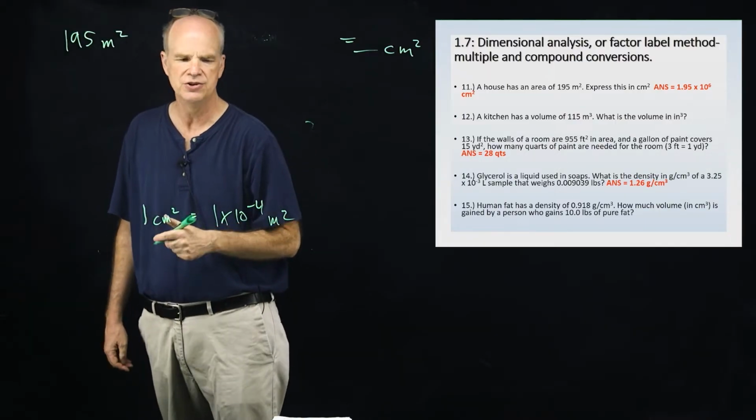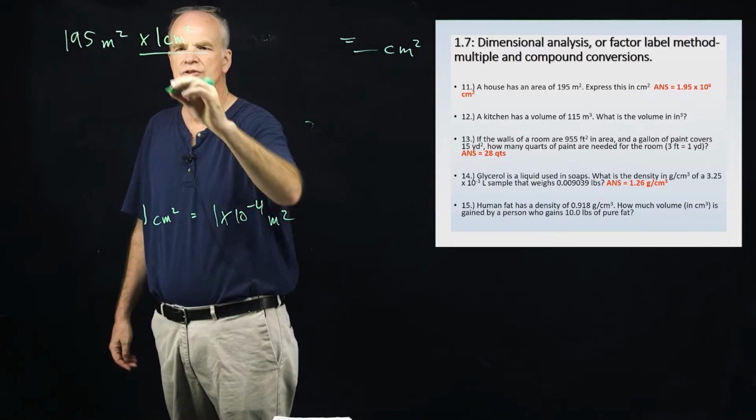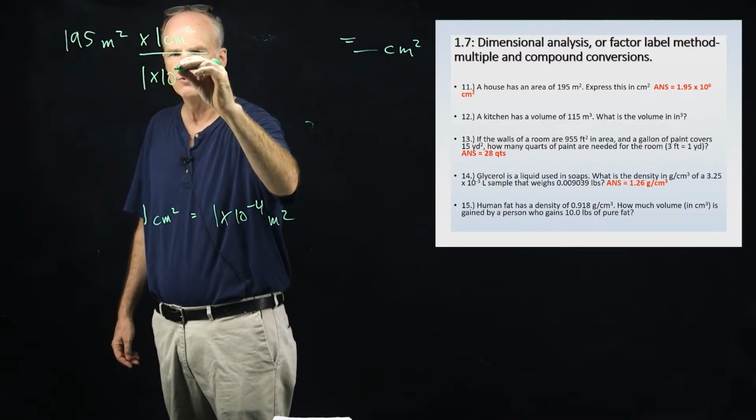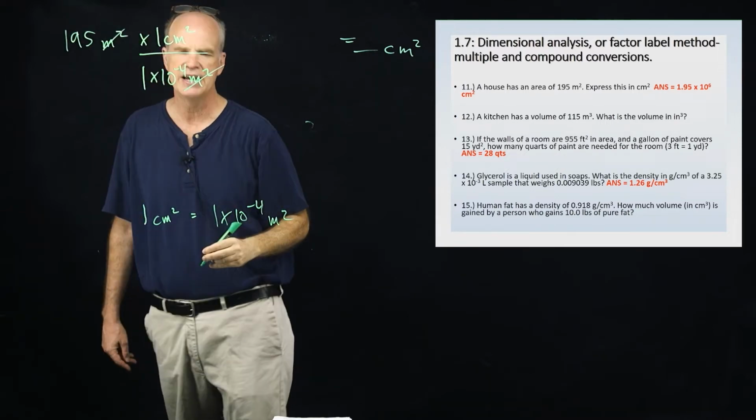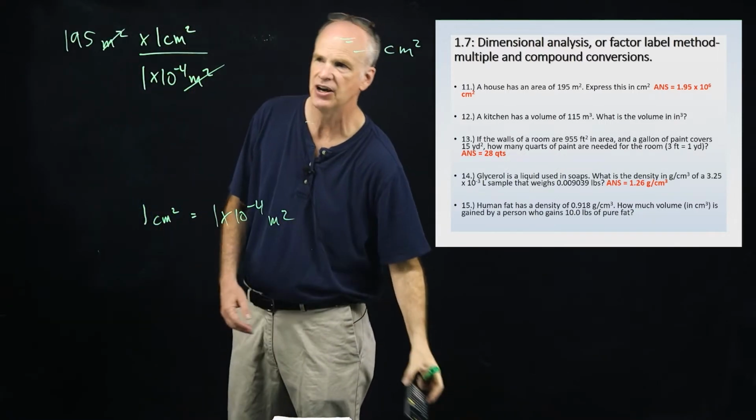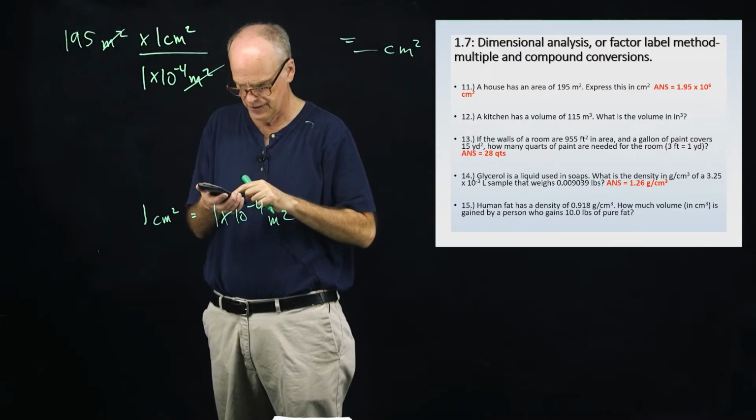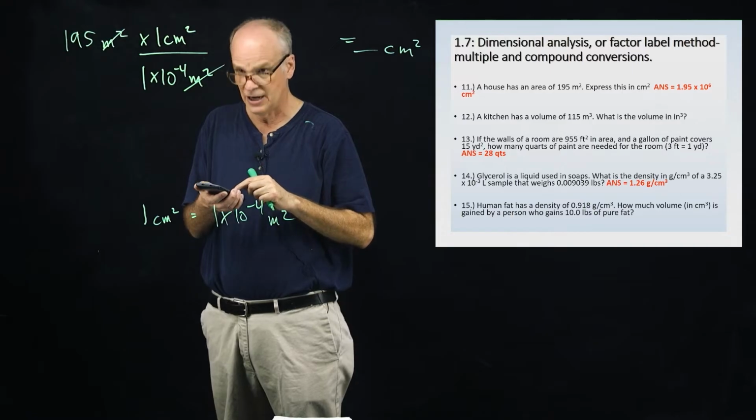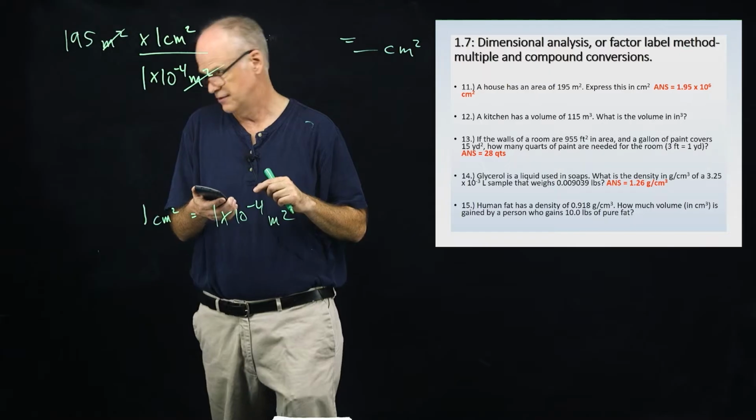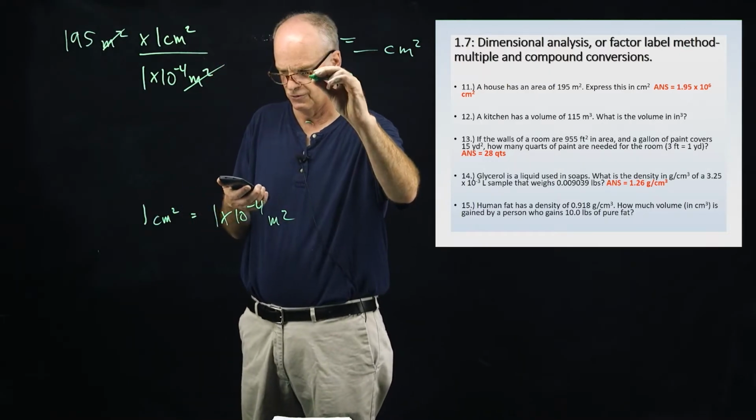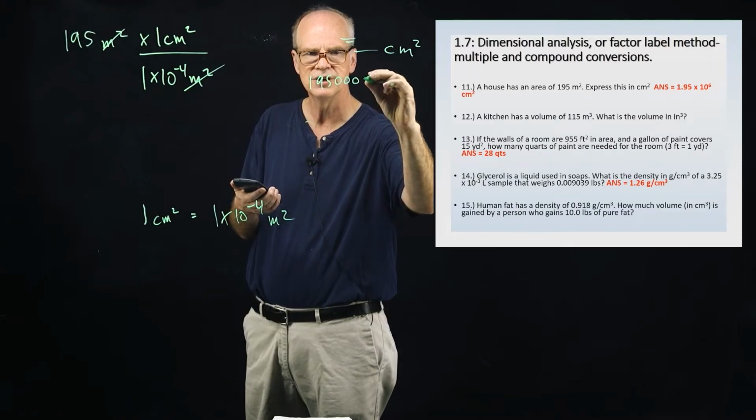So let's go ahead and use that. So it's times 1 centimeter squared over 1 times 10 to the negative 4 meters squared. And so what you can see is meters squared cancels out this time. So that's a good sign, and we'll get an answer in centimeters squared. So it's going to be 195 divided by 1 times 10 to the negative 4. And so I get a pretty large number, 195 with 4 zeros.